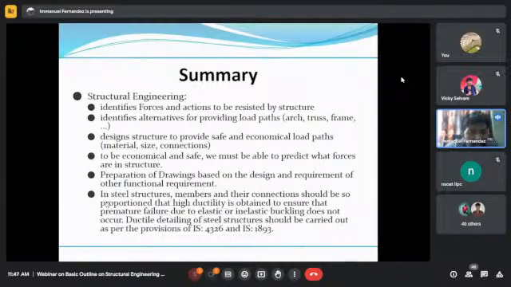So the summary of this is: identify the forces and actions to be resisted by the structure. You have to design the load path, and you have to economize your design. And we have reviews at the 30% stage and the 60% stage, where the client reviews our 3D model and provides their comments, because they are the people who do the operation.